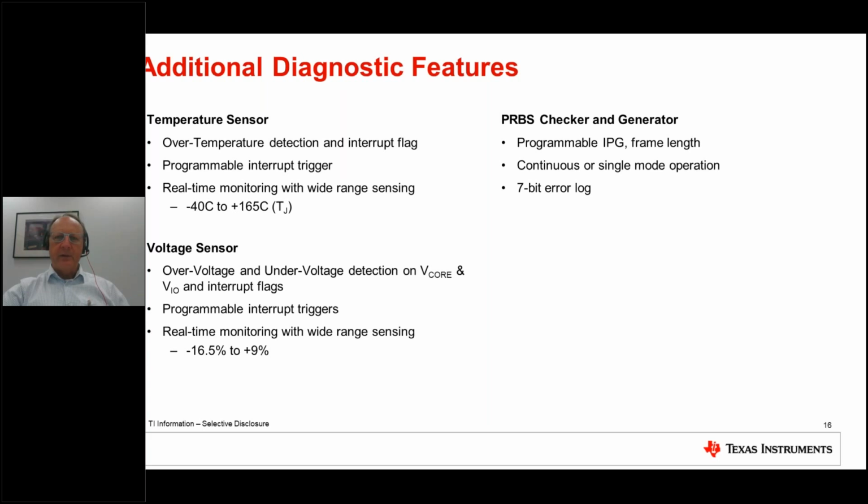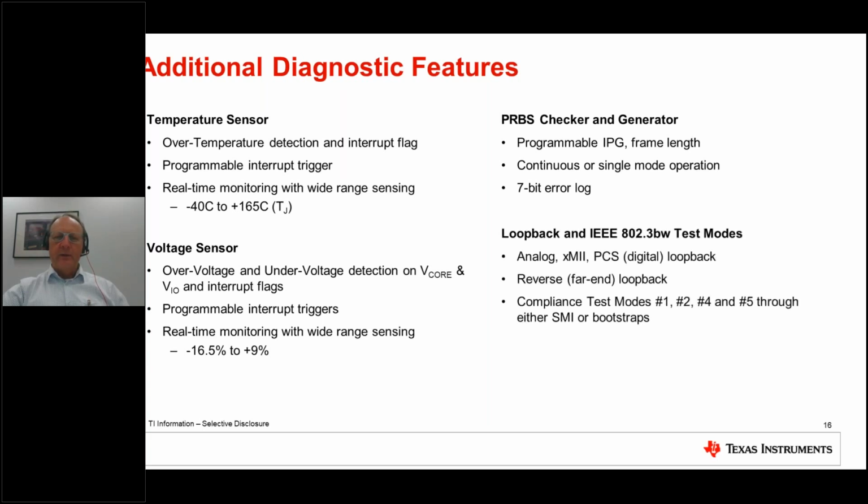And it has a 7-bit error log, and then various loopbacks at the analog interface, at the MII interface, or internal digital loopback. So these are quite comprehensive diagnostic tool sets with the Ethernet physical layer to operate it in an industrial environment, where you also have functional safety requirements, and you want to do predictive maintenance.